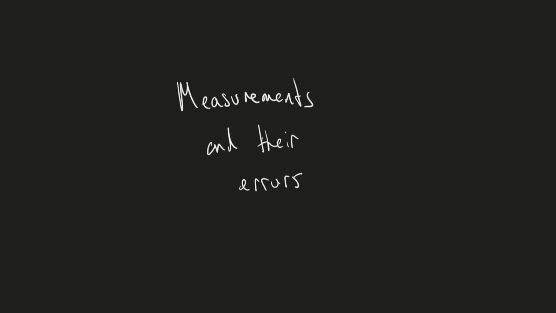Alright, so welcome to this video where we're going to be looking at measurements and their errors. This tends to be the first topic in A-level physics that is taught to students. It is the first topic on the actual specification, and it is quite an important one because it is something that crops up again and again, and it basically deals with how we actually take our measurements and how accurate we can call our measurements.